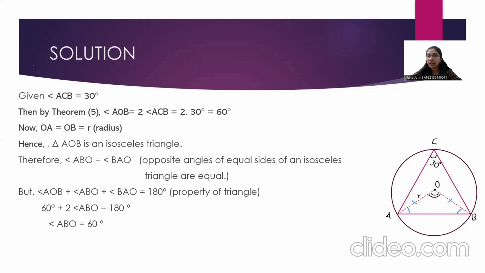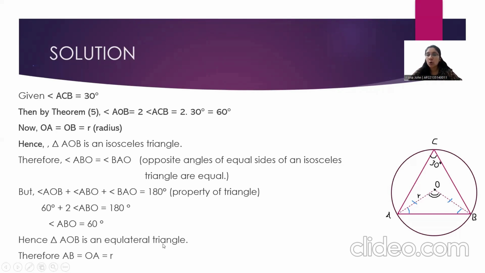So in short, what happened? All the angles of this triangle AOB are 60 degrees. So what has this triangle become? The triangle has become an equilateral triangle. Triangle AOB is an equilateral triangle.